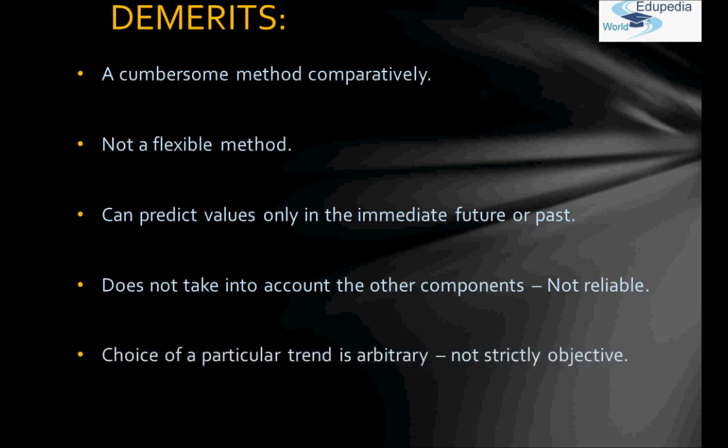And the last one is that since the choice of a particular trend is arbitrary, the method is not strictly objective. Here we can say that since we have different ways of finding the trend, it could be linear, it could be non-linear, and the choice of which particular trend to use is arbitrary, so in that sense the method is not very strictly objective. Alright, so these are some of the demerits of this method. We shall take up a few problems and then we will close this session.